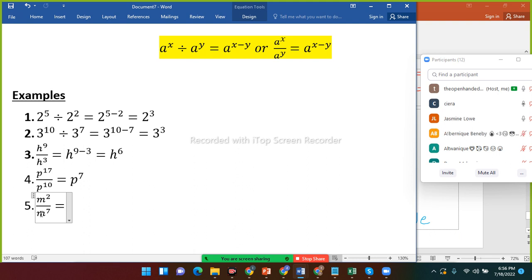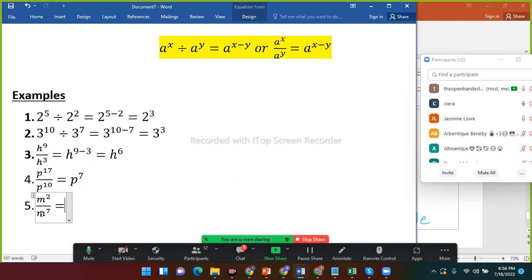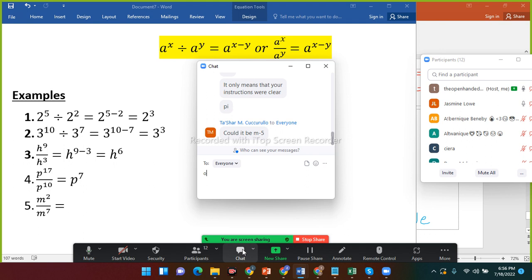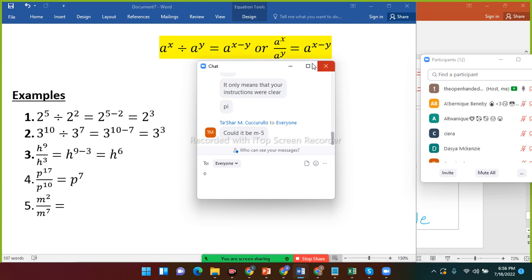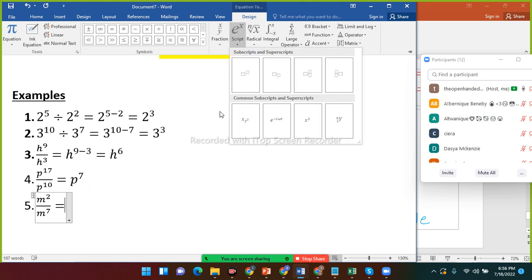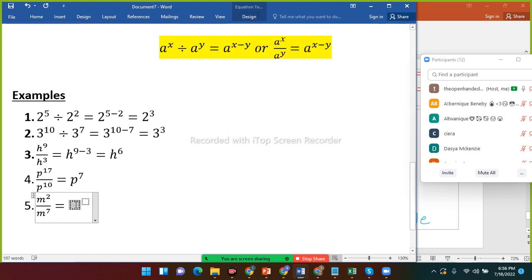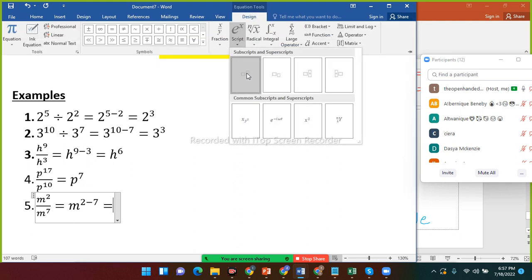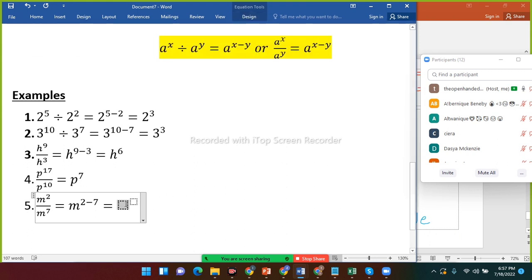So it'll be m to the power of 2 take away 7, and that equals m to the power of negative 5. Excellent. Yes, it is negative 5. So be careful. This is m to the power of 2 minus 7, which is going to be equal to m to the power of negative 5. Okay, so be careful with that.